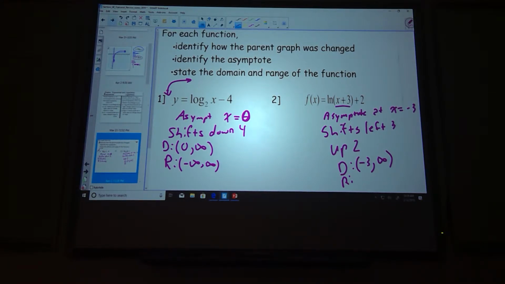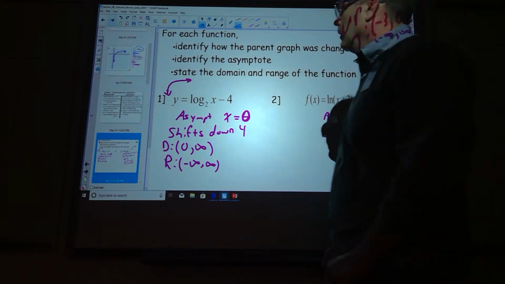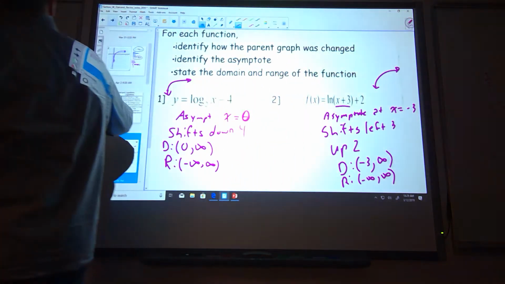Natural log graph. The natural log graph still looks like this, from negative to positive infinity. Natural log and log graphs look very similar to each other. Okay, is that all on that one? Can I move on?